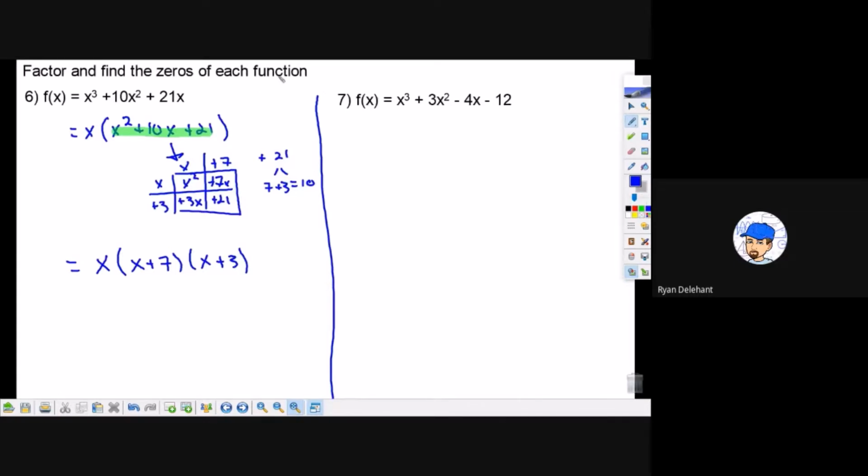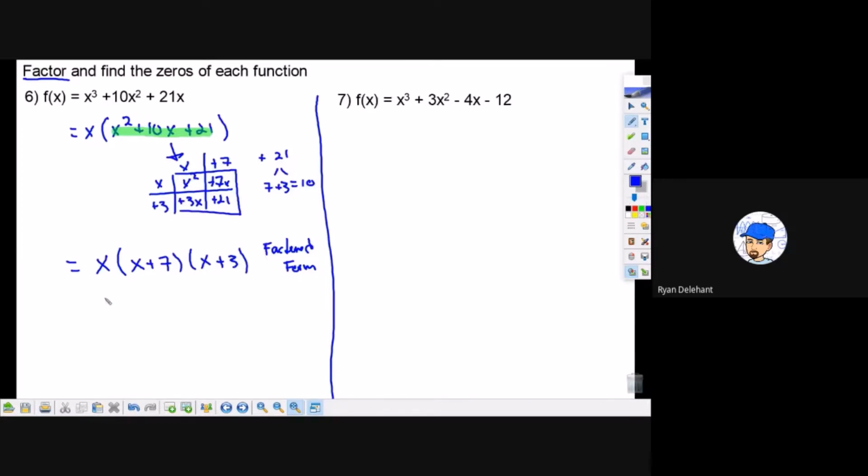Now that means we factored it. This is the factored form. And the way that we can tell it's factored form is none of those x's have any powers per se. They have powers of 1, but they don't have anything bigger than 1.